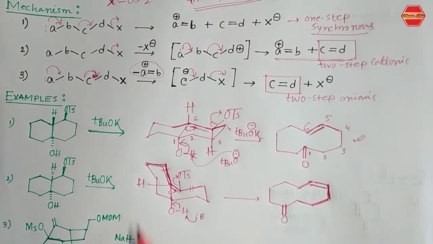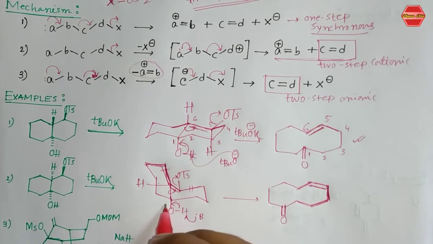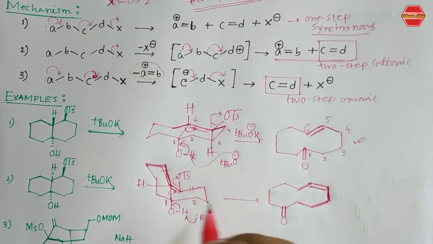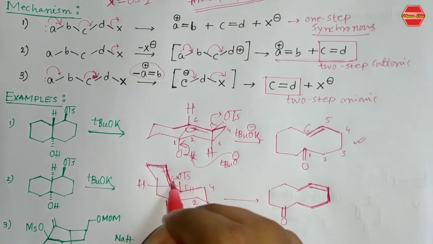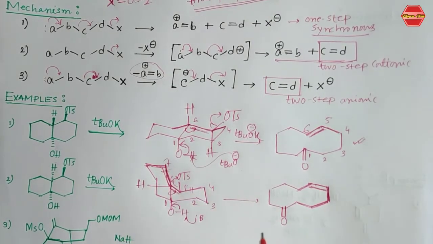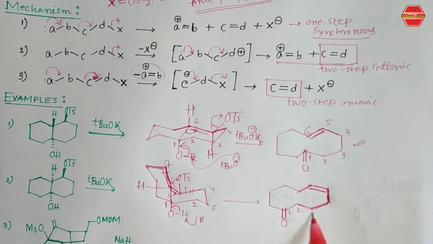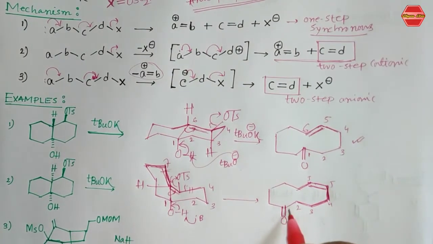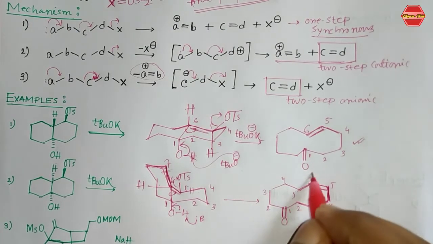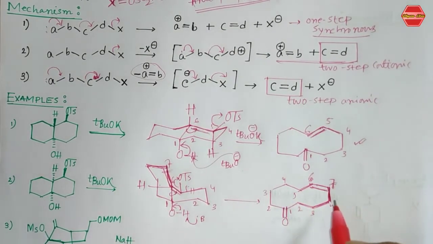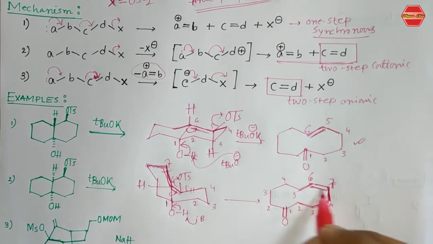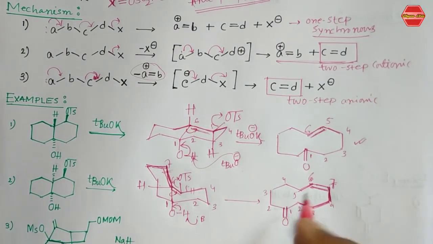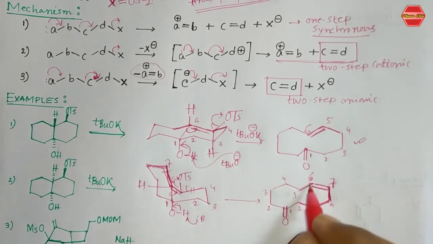And how can you identify it? You can easily identify it by numbering. If you write over here, this is your 1, this is your 2, 3, 4, 5 and 6 position, this is your 7. So, 1, 2, 3, 4, 5, 6 and 7. We are getting the alkene over here in this position, right? This is how we can easily tell whether this is a cis alkene or not.